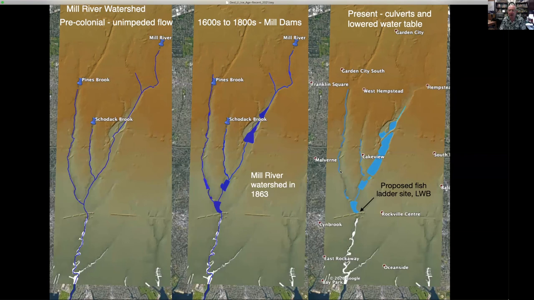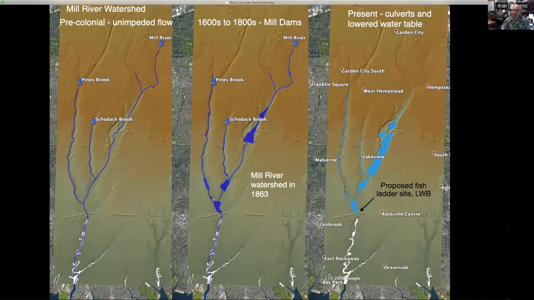Another modern impact on the Mill River watershed is that there are sections of the streams which have been completely buried underground in culverts, and so the stream disappears completely. This big gap in the Pines Brook stream in Malverne is where Malverne High School is now located. Essentially, the playing fields of the high school are built over what used to be a stream, which is now running through a concrete tunnel underneath.